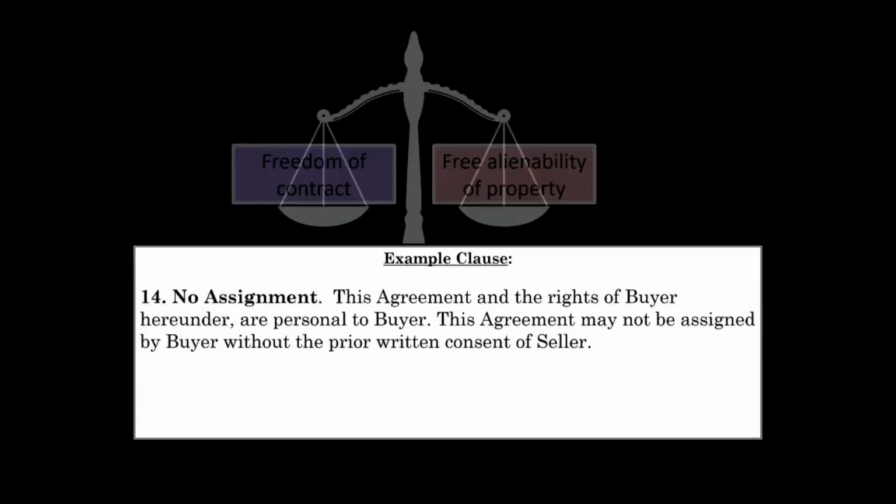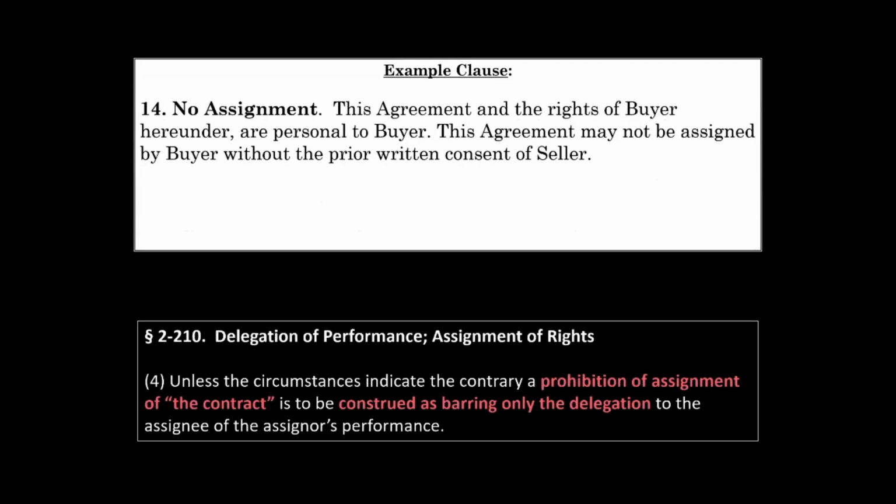Let's start with subsection 4 of 210, which says that a contract term that simply prohibits the assignment of the contract is construed, counterintuitively, to prohibit only the delegation of duties. It is not construed to prohibit the mere assignment of rights. The rationale behind this rule seems to be that when parties attempt to contractually prohibit the assignment of a contract, what the parties are normally concerned about, what the parties usually intend to prohibit, is not one party assigning her rights under the contract, but instead delegating her duties to perform under the contract.